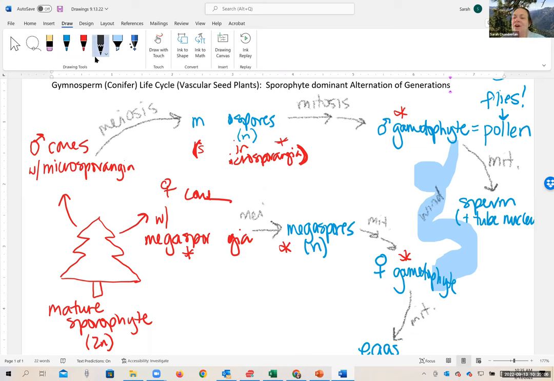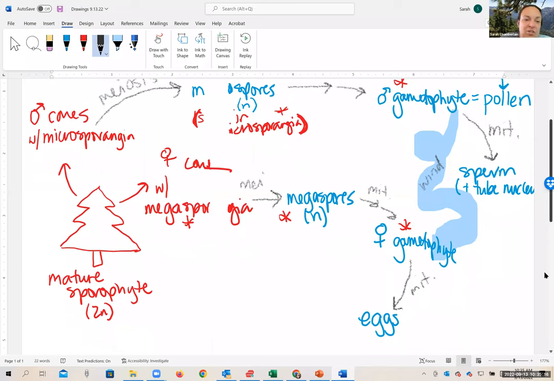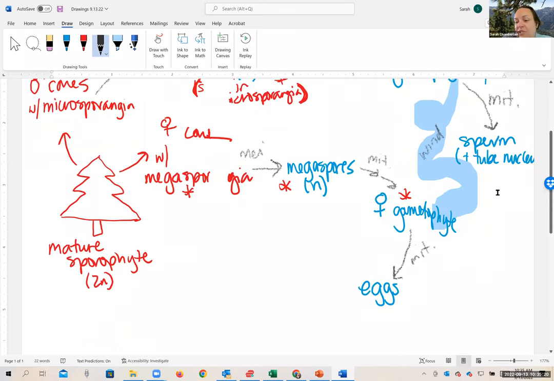Okay, so our little pollen grain blows in the wind over to where the female gametophyte is, which is still inside of the megasporangium, right? And eventually, that little pollen grain is going to generate a little tube that will basically make a little tunnel for the sperm to swim directly to the egg.